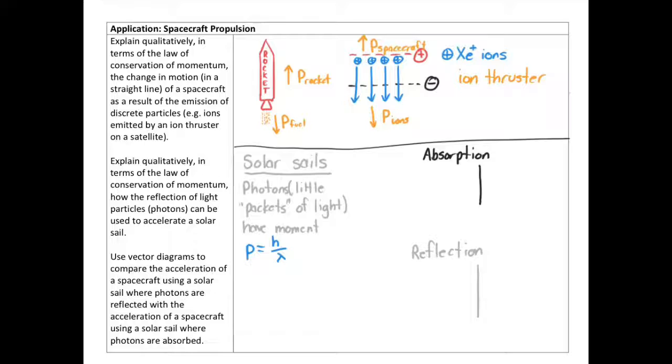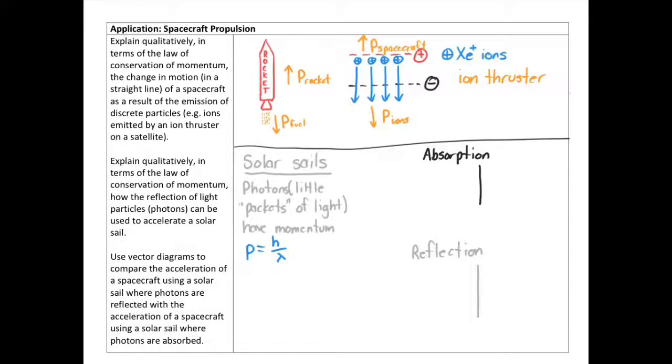Another really interesting form of spacecraft propulsion is solar sails. Solar sails make use of the fact that light behaves like a photon. A photon is like a little packet of light, and these photons have momentum. We can work out the momentum of a photon using this formula. I'm not going to do this in detail now because this is something that we will come back and look at later in the year when we look at light and matter, this equation and where it comes from. But just for now, accept that light, even though a photon doesn't actually have a mass, it can have momentum.